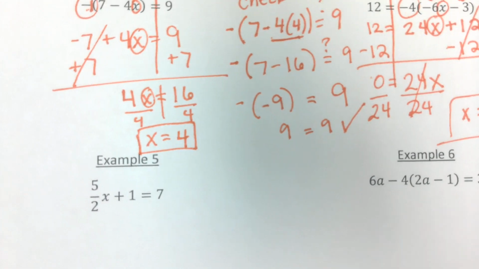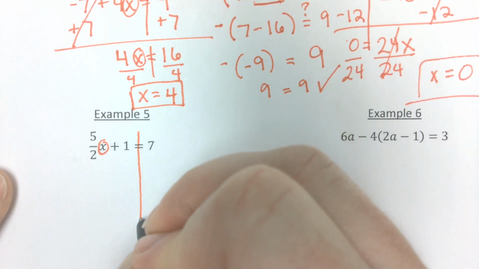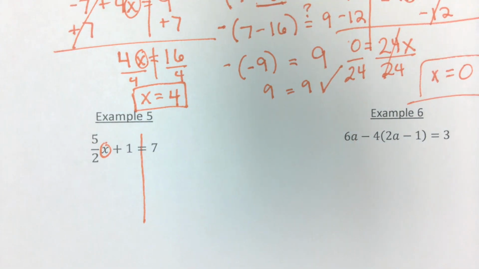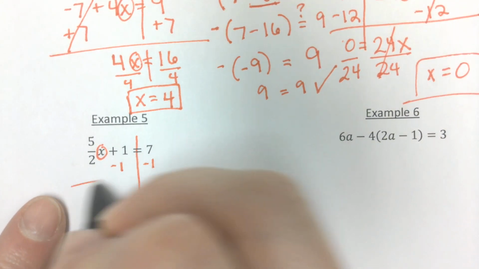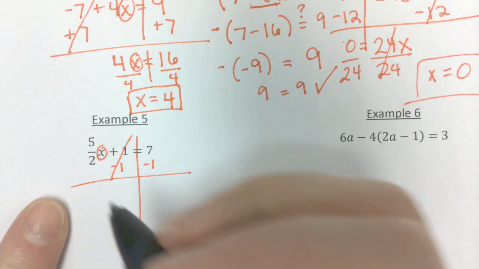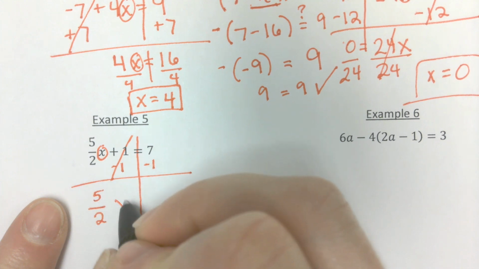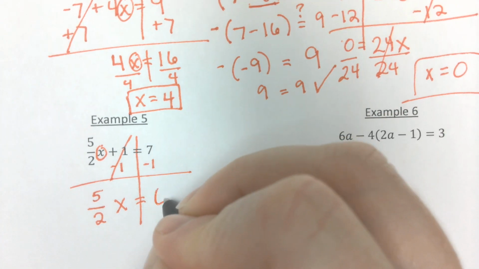All right, let's go to example 5. Circle the variable, draw your line down your equal sign. We don't have any distribution, no combining like terms, so we need to do the add subtract first. So this is a plus 1. So the opposite of plus 1 would be minus 1. So we have 5 over 2x equals 7 minus 1, which is 6.